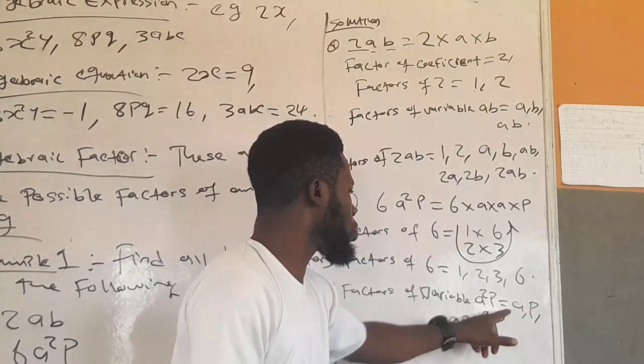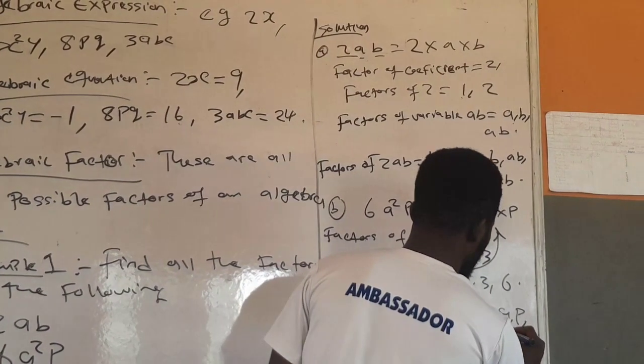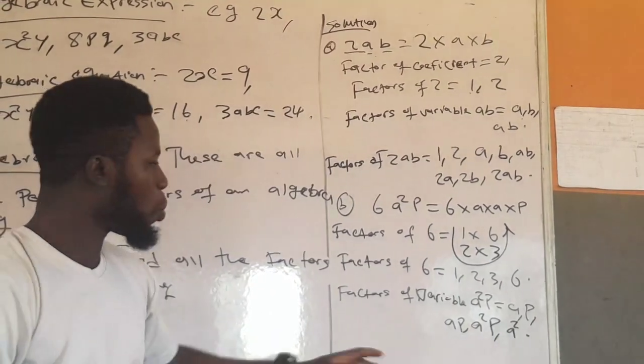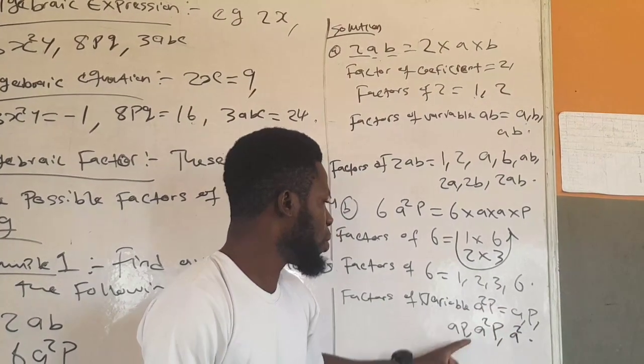Use P to divide this one. If you use P, you have, sorry, there's another one. We have A squared. Yes, that's all. That's why you have to check whether this is complete. If you use A to divide A squared P, you have what?